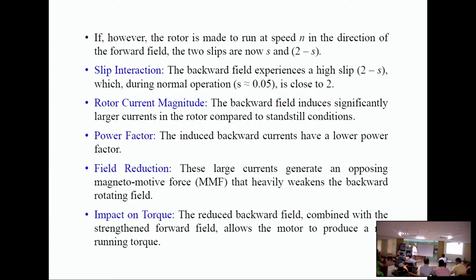Generally, during running condition the value of slip is very less, 2 to 5%. Suppose s is equal to 0.005, then the backward slip will be 1.995. So one is a high value and the other a low value. So the rotor current magnitude and the power factor change. The backward field induces significantly large current in the rotor compared to the standstill condition. The large current generates an opposing mmf that heavily weakens the backward rotating field.